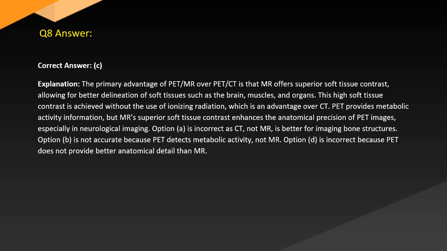imaging. Option A is incorrect as CT, not MR, is better for imaging bone structures. Option B is not accurate because PET detects metabolic activity, not MR. Option D is incorrect because PET does not provide better anatomical detail than MR.